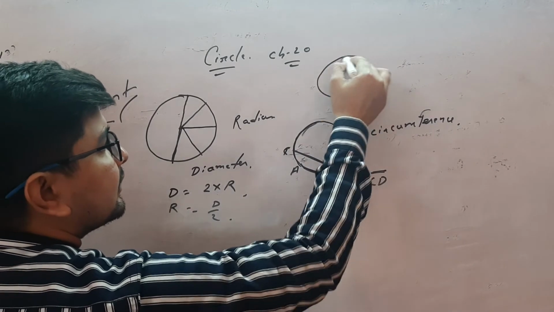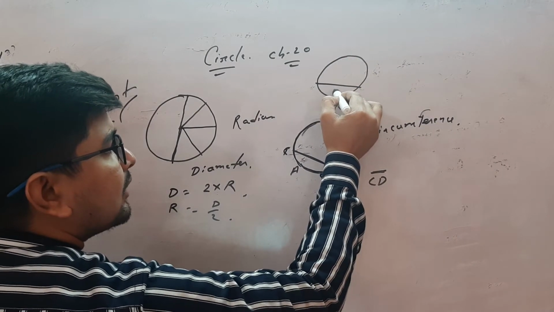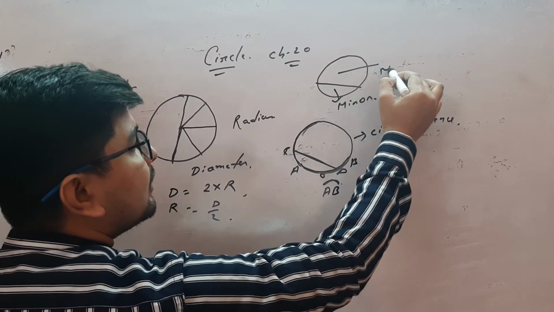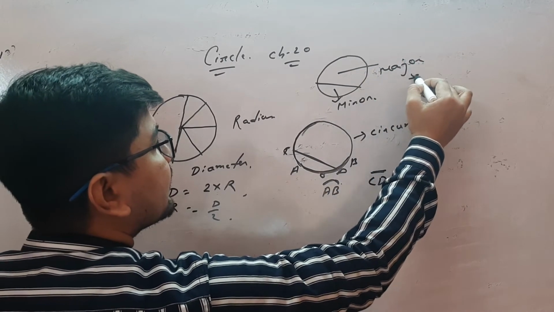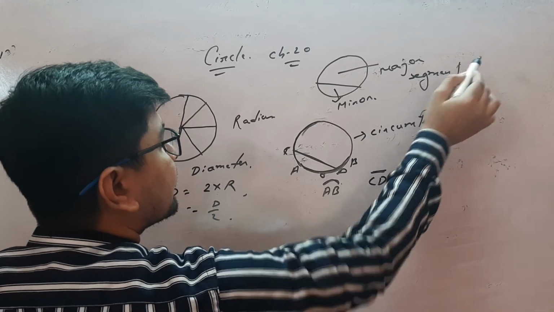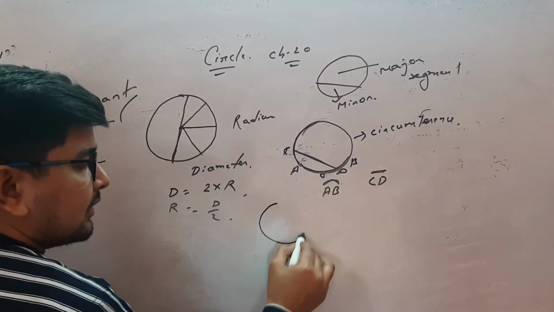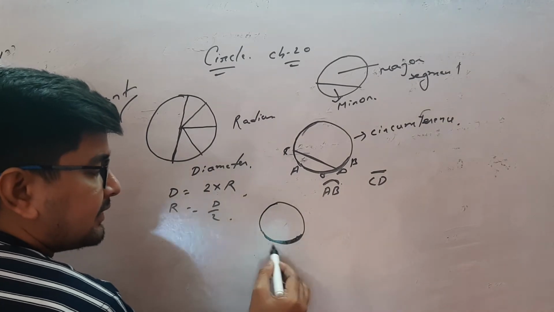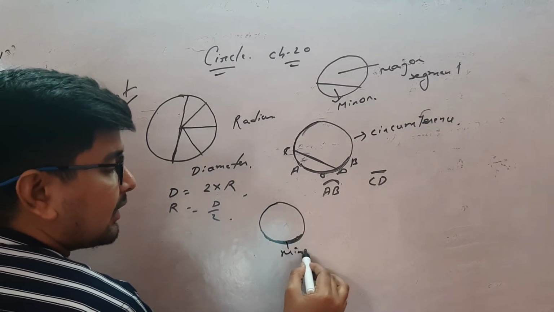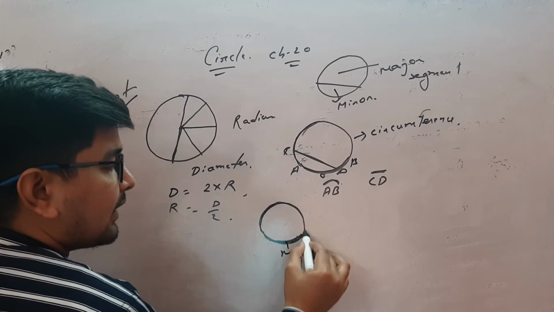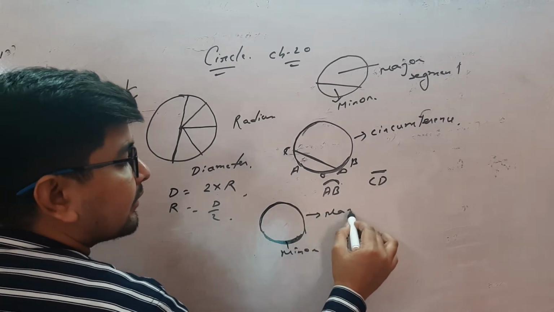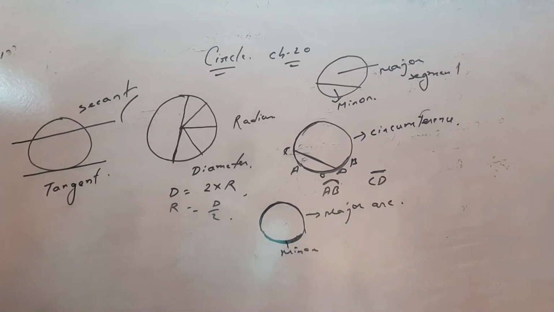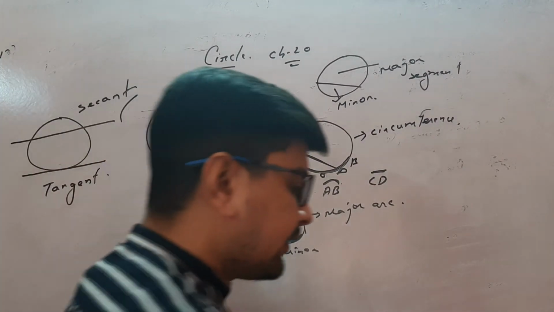This is a circle. This area is called minor segment, and this area is called major segment. This is an arc, suppose this arc is called minor arc, and this whole arc is called major arc. Clear? One more thing.